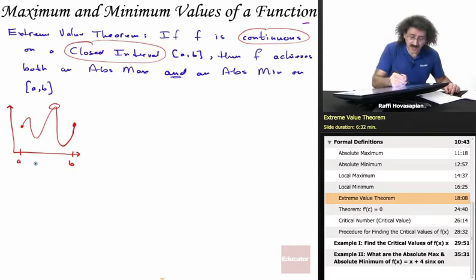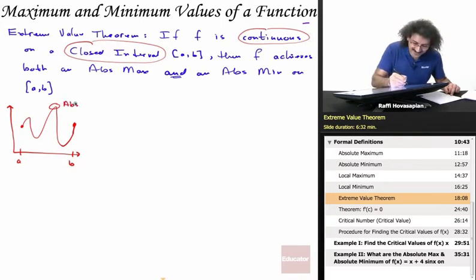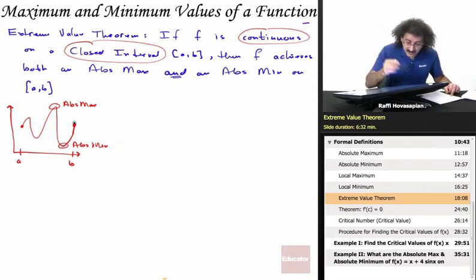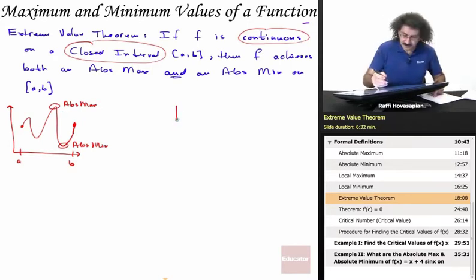Well, in this particular case, here is your absolute min. I'm reversing everything today. This is your absolute max. Sorry. And this is your absolute min. Now, in this particular case, for this function, they also happen to be local maxes and local mins, but that doesn't matter. Continuous function, closed interval, it achieves an absolute max, it achieves an absolute min.